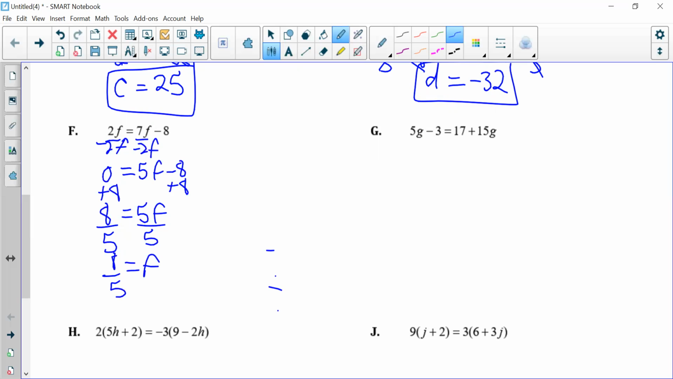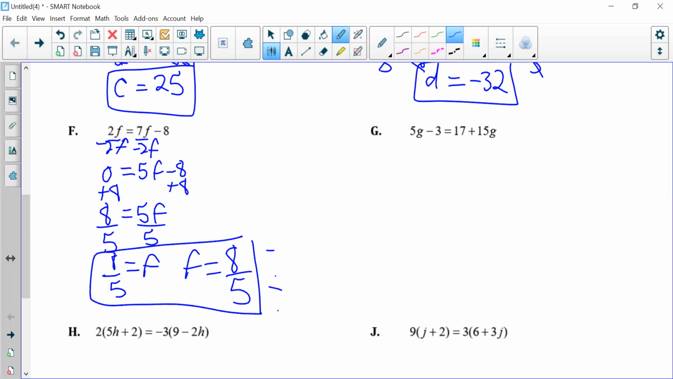Now, does it matter which side of the equal sign my variable is on? Does it matter if I say 8/5 equals f or f equals 8/5? No, it does not matter. It means the same thing. So you can say it either way. We are perfectly fine having a variable on the left side or the right side of the equal sign. Just make sure that you give me a positive variable. I don't care what negative f is. I want to know what f is.